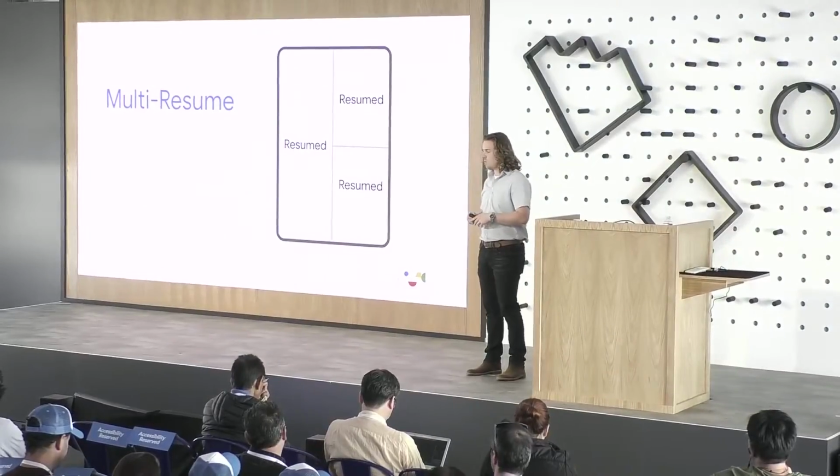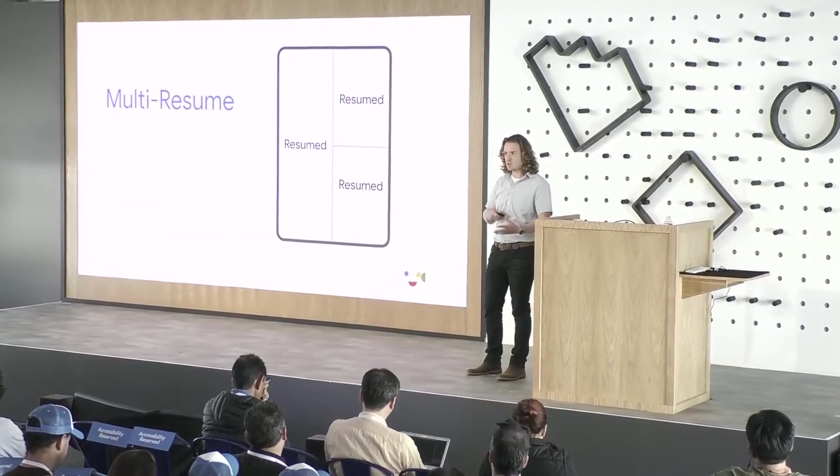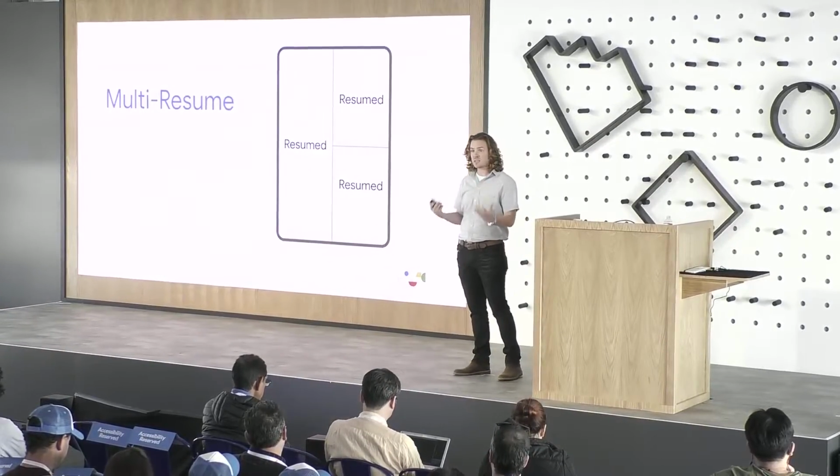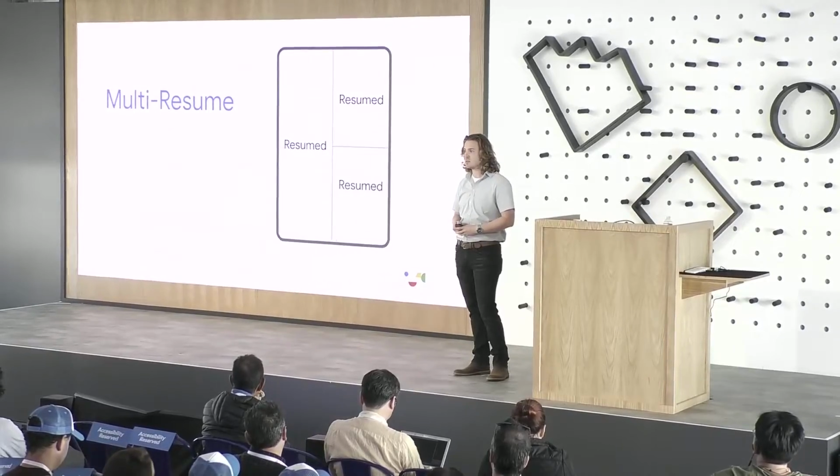Now, I talked a little bit about split view, and on foldables, there's a new feature in Android P called multi-resume. With these larger screens, there is an interesting use case where you can now have multiple activities up and running on the screen at the same time.